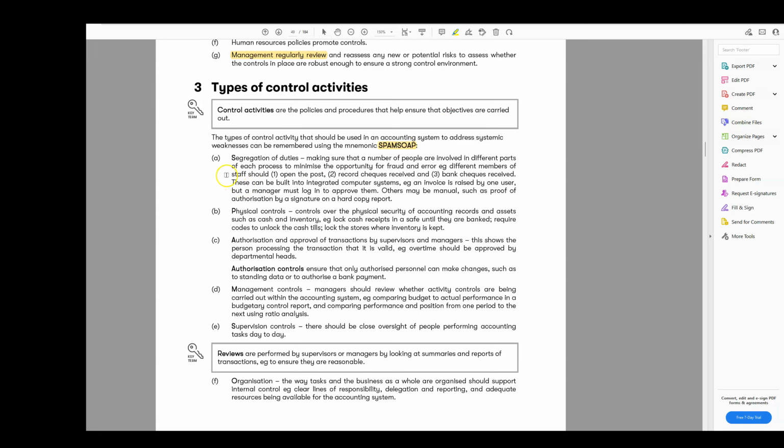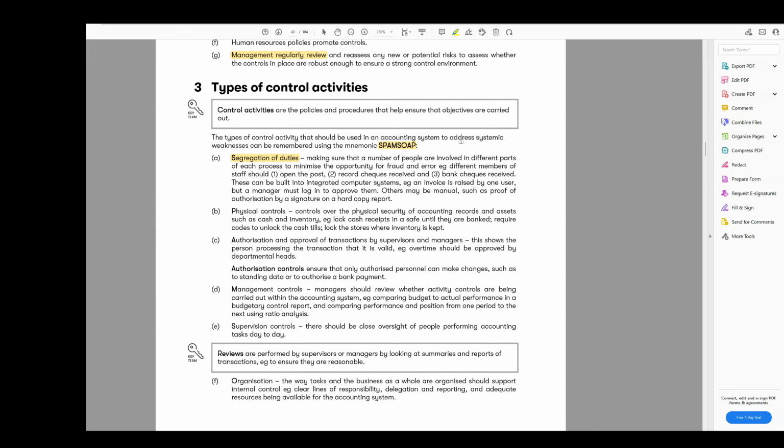So the first one, we have a segregation of duties. Segregation of duties is all about not having the whole work done by one person. For example, if someone is responsible for opening the checks or receiving the cash, this person should not be responsible for depositing the money in the bank or recording how much they received.